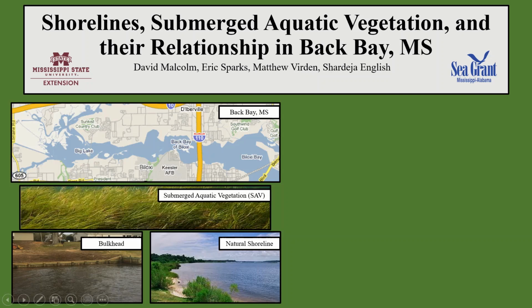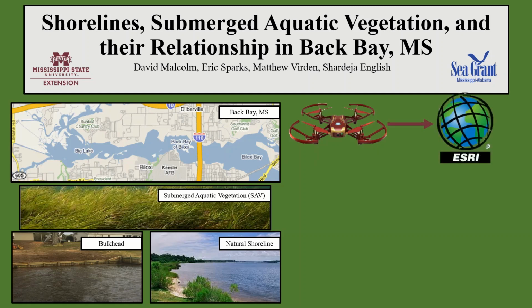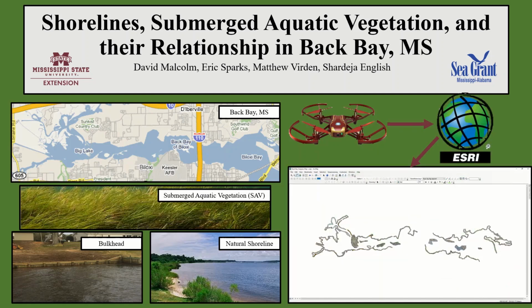Originally, we set out to map Back Bay to understand the distribution of bulkheads and natural shorelines throughout the estuary. To accomplish this, we utilized drone technology. We flew a drone to take aerial photography throughout Back Bay, then used ArcMap software to piece those photos together into this map, only excluding the airspace of Keesler Air Force Base. Once we had the map, we set about delineating bulkhead shorelines, represented here in yellow, from those which were kept as natural shorelines, represented in light green.